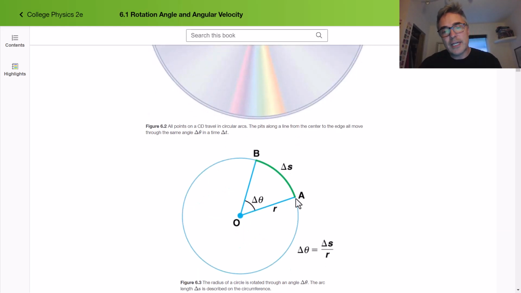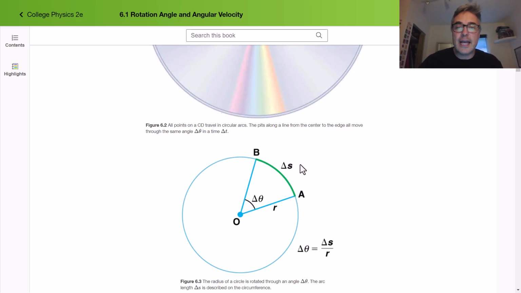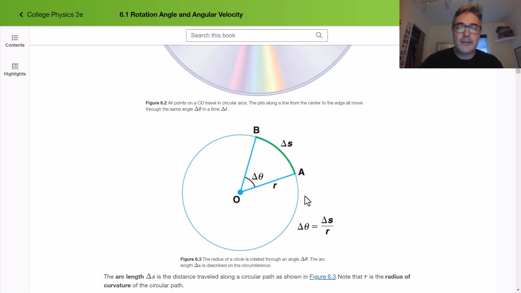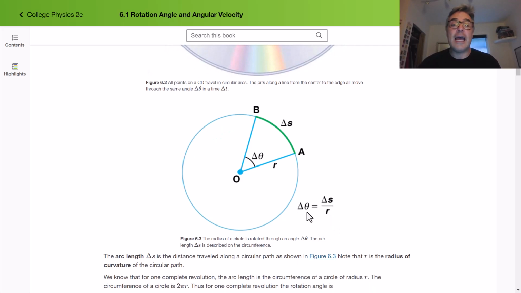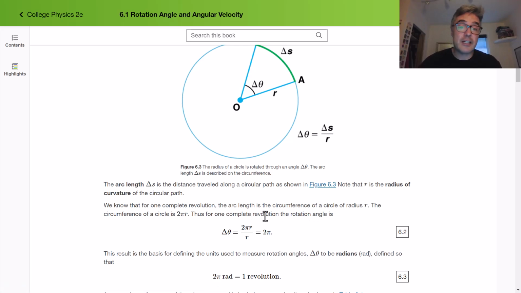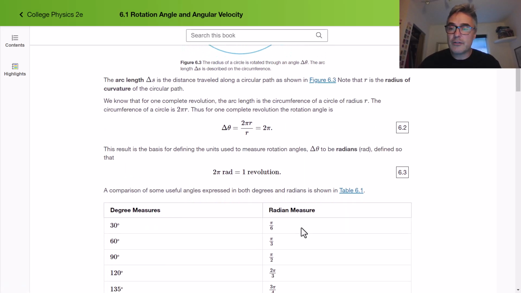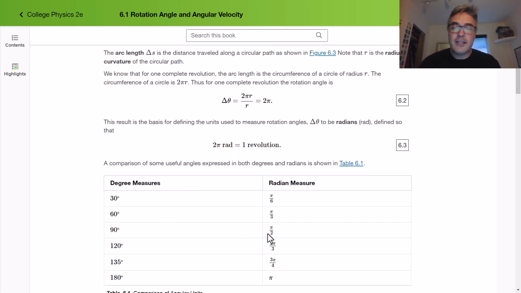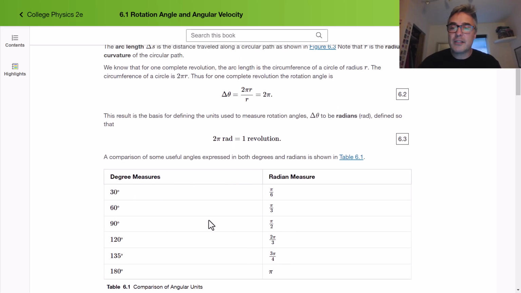And if you take a point on the edge of the disk and ask how far it goes, it's this distance delta s, called the arc length, and there is an equation which gives delta theta equals delta s over r if the angle is measured in radians. So in this chapter we're going to start measuring angles in radians instead of degrees. It turns out that 90 degrees is pi over 2 radians. Basically, a radian is about 57 degrees.